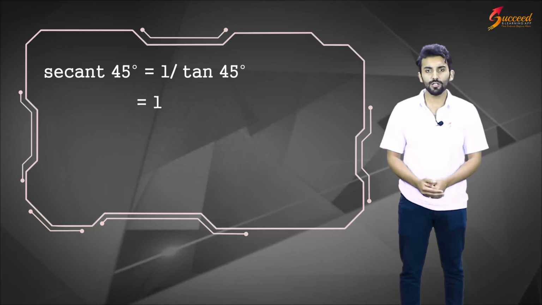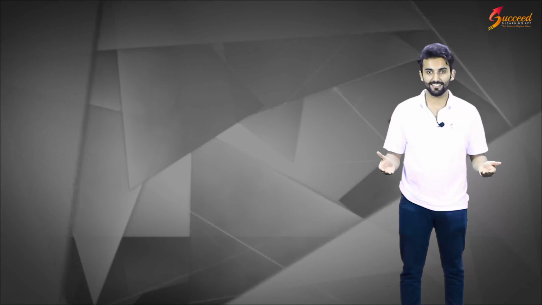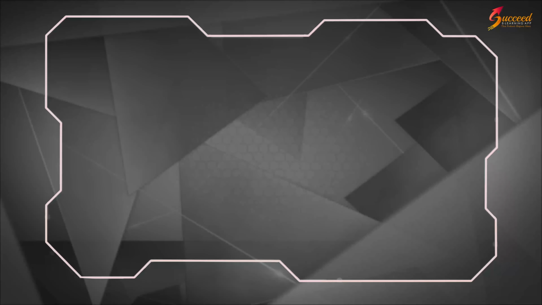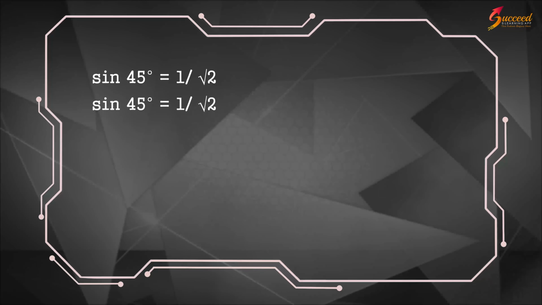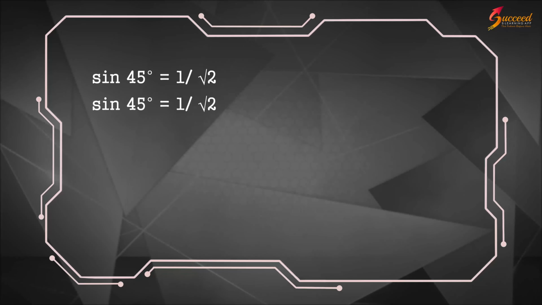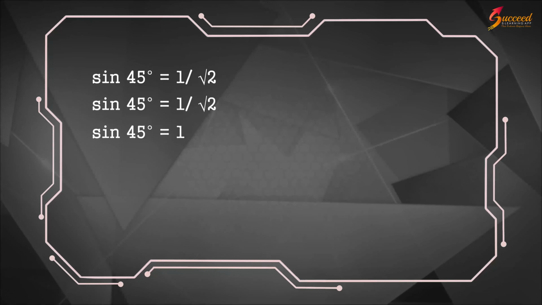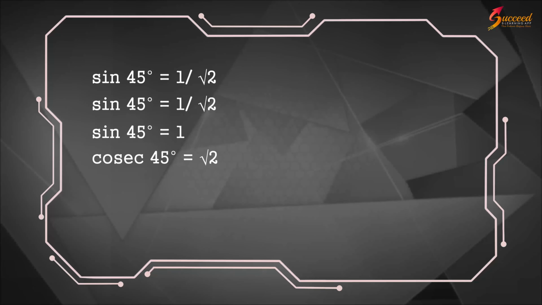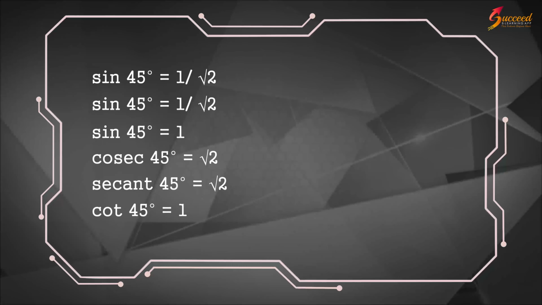So, trigonometric ratios of 45 degree are displayed on the screen. Sin 45 degree is equal to 1 by root 2. Cos 45 degree is equal to 1 by root 2. Tan 45 degree is equal to 1. Similarly, cosecant 45 degree is equal to root 2, secant 45 degree is equal to root 2, cot 45 degree is equal to 1.